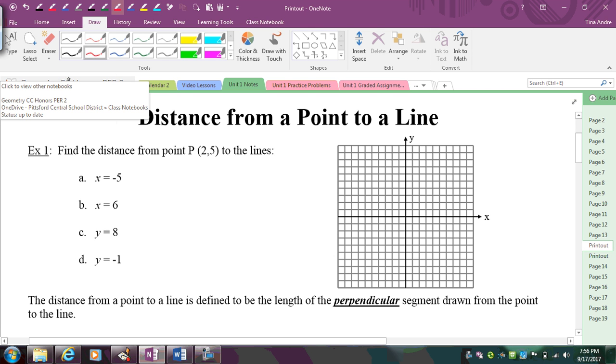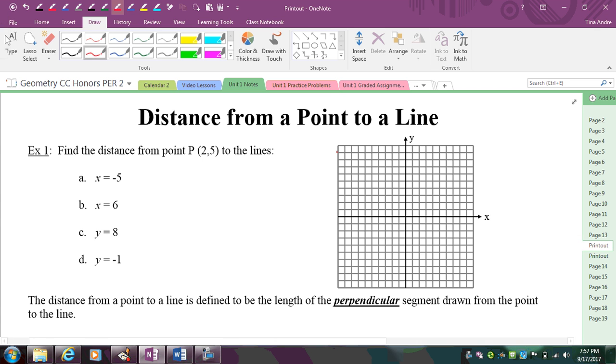In this lesson, we're going to learn how to find distance from a point to a line. So far up to this point, we've always found distance from one point to another point, using the distance formula, counting, or the Pythagorean theorem. So now we're going to look at what happens if we go from one point to a line. How do we find that distance?